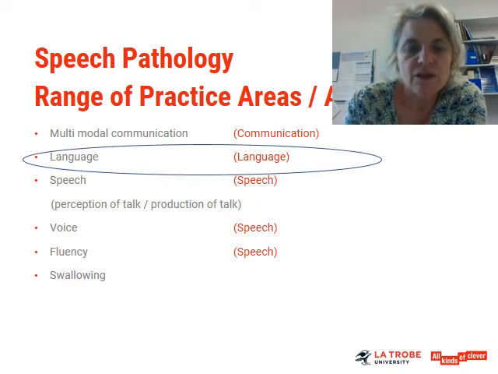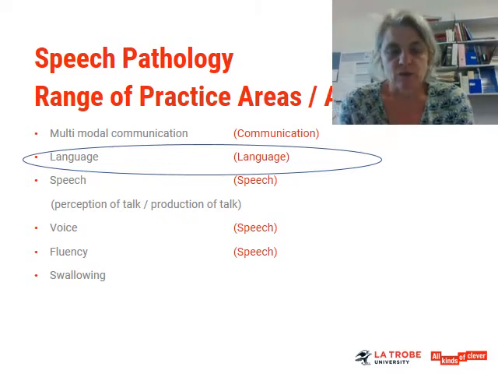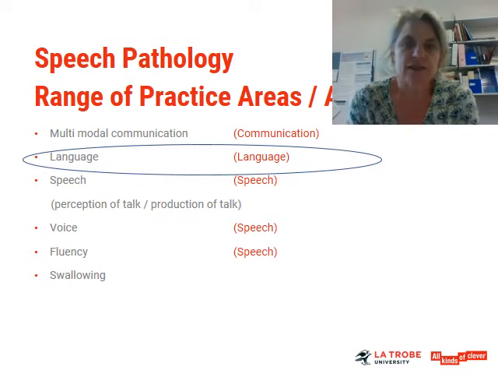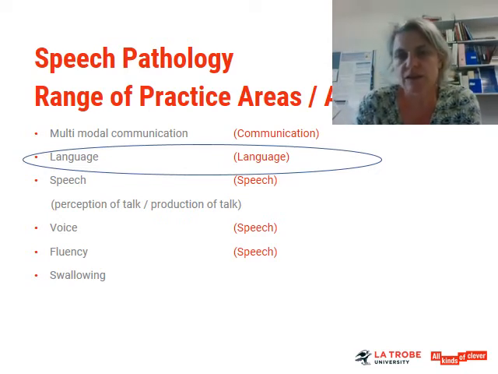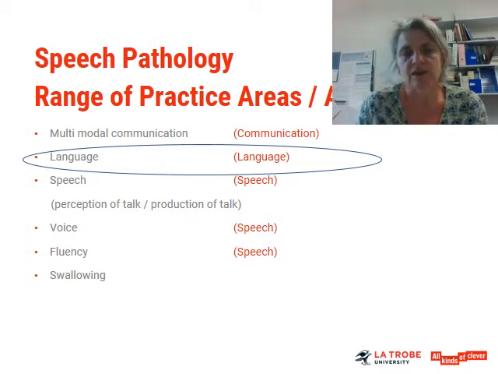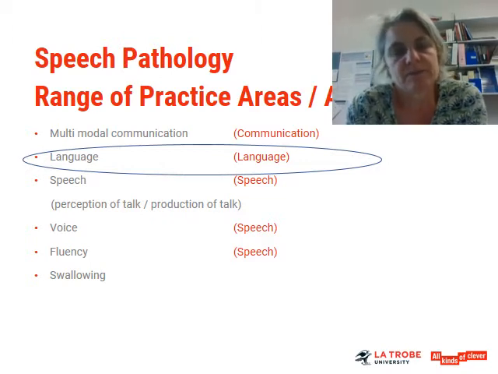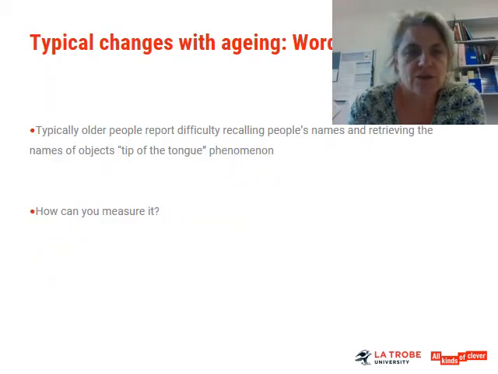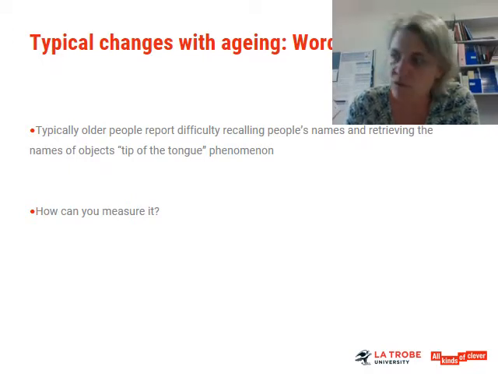Okay, so we've looked at hearing as the beginning of perceiving speech sounds, because that's one thing that really changes significantly in healthy older people as they get older. But another thing that changes is language abilities. So let's look at that in a bit more detail here.